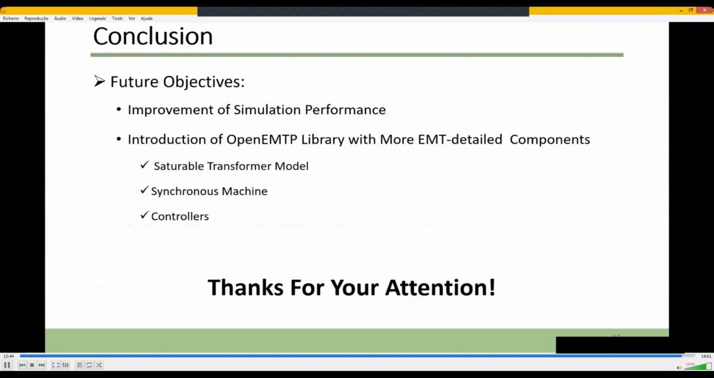In this slide, we have marked our future objectives: improvement of performance and developing a detailed EMT library comprising more power electric models. Synchronous machine and saturable transformer are among the major ones.